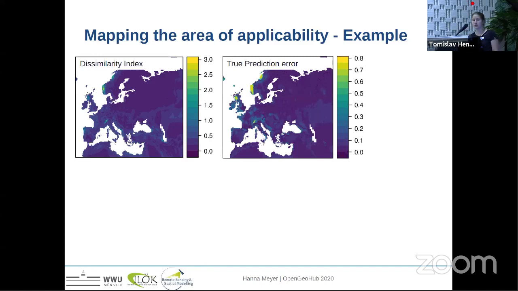And because we used the simulated response variable here, we have the opportunity to calculate the true prediction error in a spatial continuous way. So we see here the patterns of the true prediction error, and we see that the patterns correspond quite nicely to the dissimilarity index. So locations where we have large errors in our predictions are also the areas where we have a high dissimilarity index, so apparently locations that have been unknown to the model.